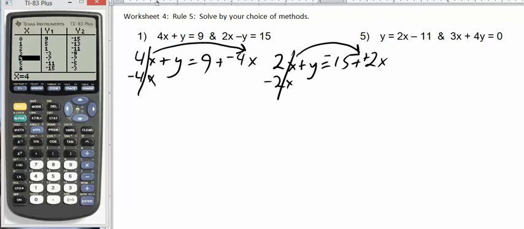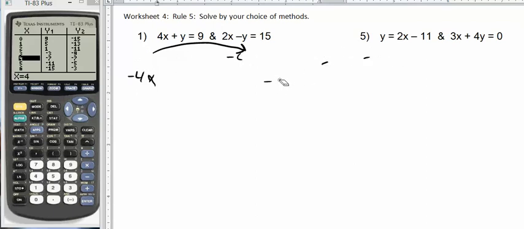I'm not going to spend time in this video on this. We've been working on this in class a lot. I'm going to show you in this video how to solve these the other way, without the use of the graphing calculator.